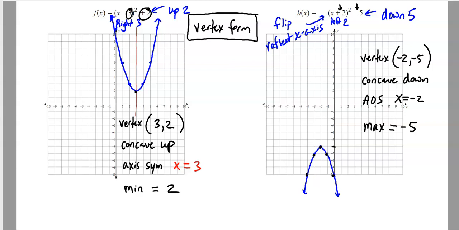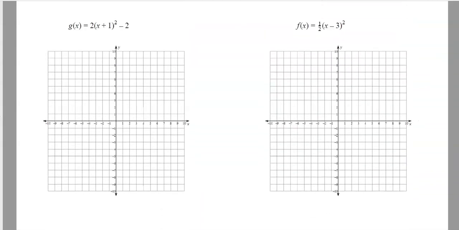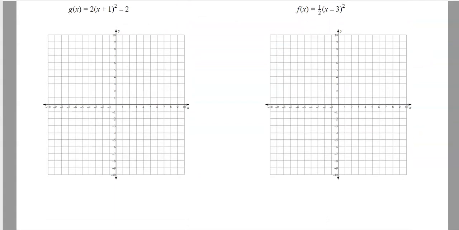Notice the max and the min should always match up with the y value on your vertex because that's the highest or the lowest point. So just kind of something when you're doing a quiz or a test, you should always kind of double check that. All right, we'll do a couple more here.